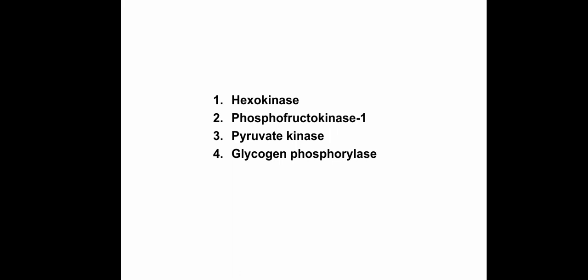So glycogen phosphorylase is our fourth rate limiting enzyme. You can call this a rate limiting enzyme, which is limiting the rate of that process. It may be glycolysis, it may be some other process. So these are the four enzymes.